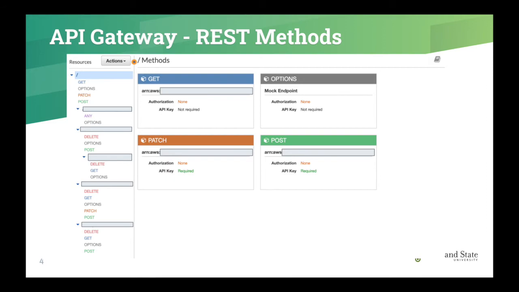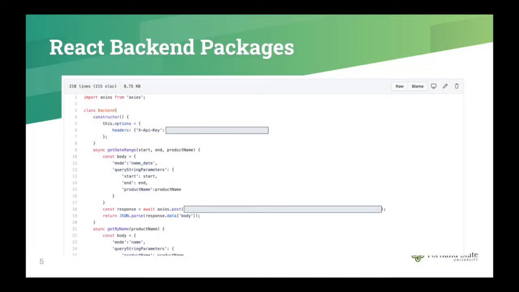It controls the routing and the endpoint for every method that sits in the backend. On React, a backend package is created for the frontend to communicate with the endpoints of API Gateway with ease. Backend and API Gateway communicate through HTTPS calls with a secure API key.